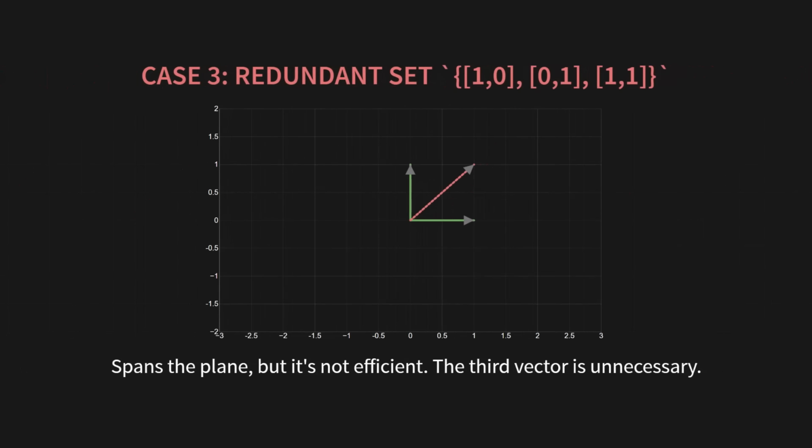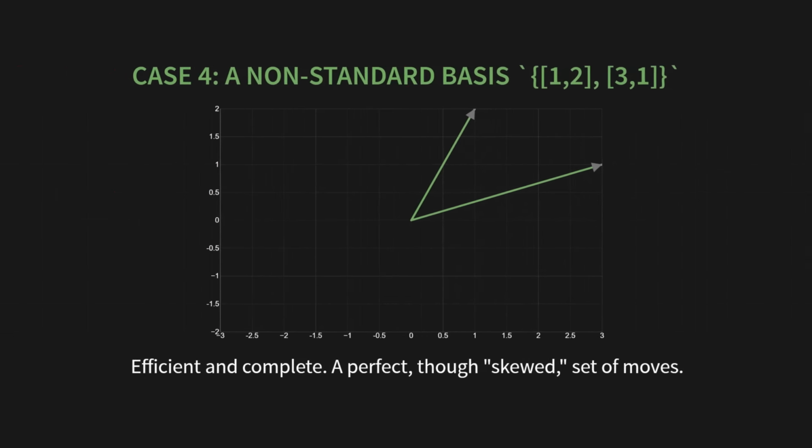What if we have 3 moves? (1, 0), (0, 1), and (1, 1). Does it span the plane? Yes, you can certainly get everywhere. But is it independent? The third vector is just the first 2 added together. It's unnecessary. So it's not a basis because it's not efficient. It's bloated.